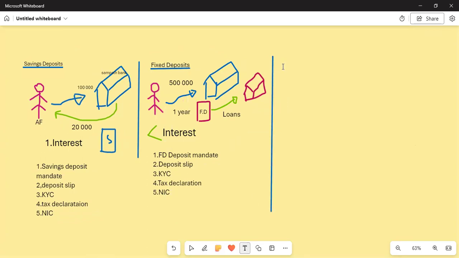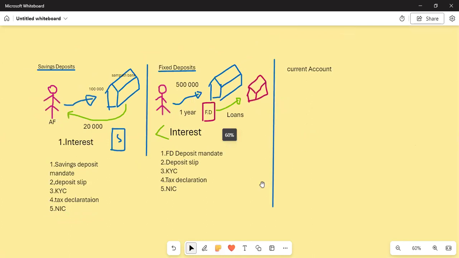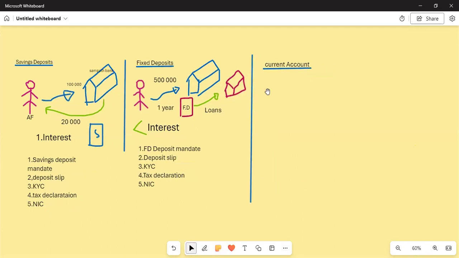Current account is mostly used by the businessman. If you are not a businessman, there is no use for you opening a current account. Current account is mainly for the businessman, only if you are a businessman.